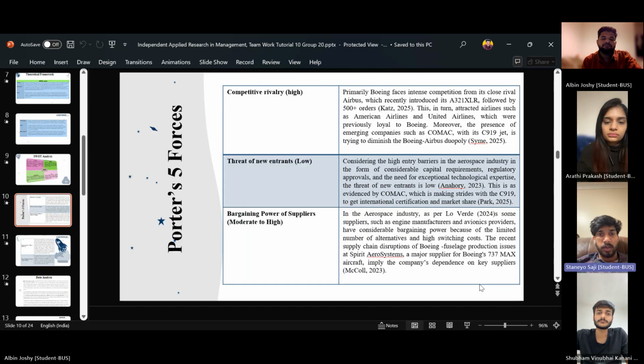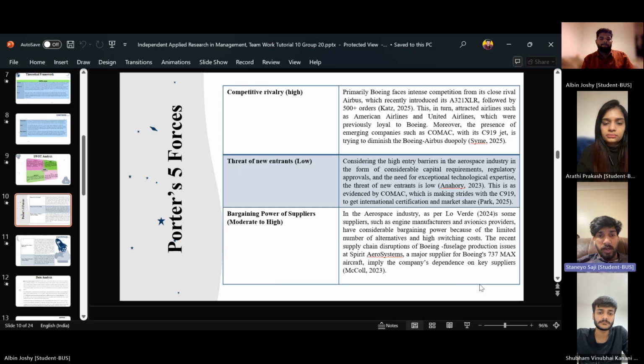Let's discuss the next slide, Porter's Five Forces. Let's turn our attention to Porter's Five Forces analysis to better understand Boeing's competitive position. The competition from Airbus remains high, especially as Airbus has introduced more efficient models like the A321XLR. Meanwhile, the threat of new entrants remains low due to the immense capital and regulatory hurdles in the aerospace industry. However, Boeing's reliance on suppliers for critical components like engines and fuselage means that the bargaining power of suppliers is high. The bargaining power of buyers is moderate but growing as Boeing faces increased scrutiny over safety.